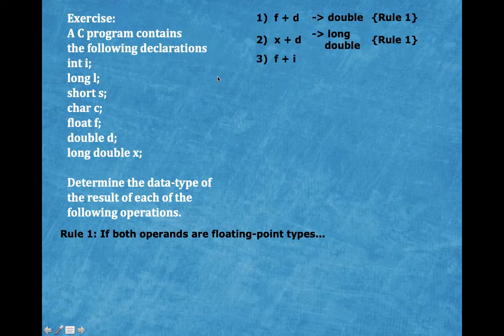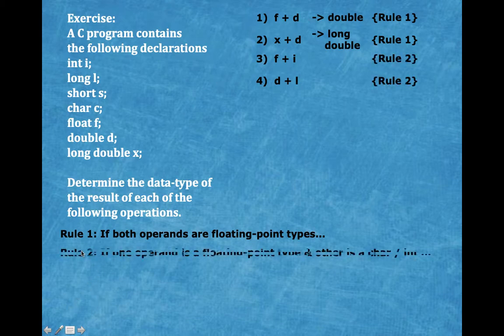You have expression number 3 and 4, and both are for rule number 2. Now, what is rule number two? So, rule number two says, if one operand is a floating point type and the other is a char or int, then the result is of data type same as the floating point type. Once again, let me remind you that when I say floating point type, it means float, double, long double. When I say int, it could be int, short int, long int. So once again, I'll tell you the rule.